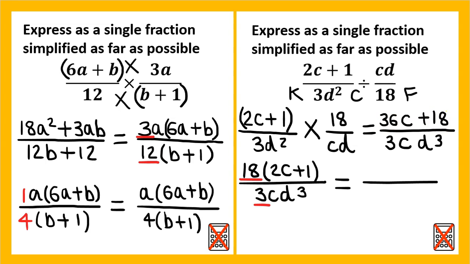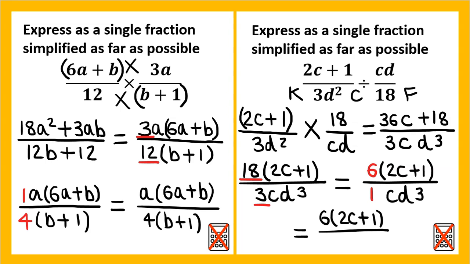18 and 3 are both divisible by 3, leaving us with 6 and 1. There's no other common factors, which means 2c plus 1 at the top and cd cubed at the bottom, leaving us with a final answer of 6 bracket 2c plus 1 over cd cubed.